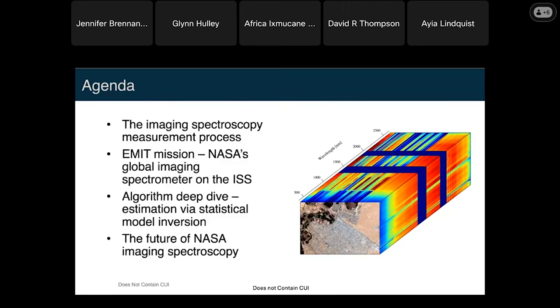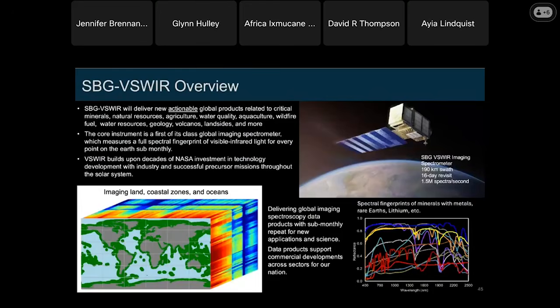One example of this is the Surface Biology and Geology mission. This was proposed by the NASA Decadal Survey in 2018, and it exemplifies a global imaging spectrometer at 16-day revisit, so about 10 times the data rates of EMIT, so that we can observe a much wider range of science questions and features related to changes over time. Things like the phenology of vegetation or water resources with melting snow, things that you can really only measure when you have a pretty regular measurement every couple of weeks or so.